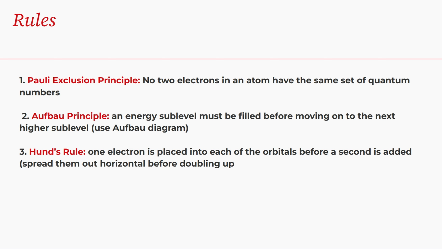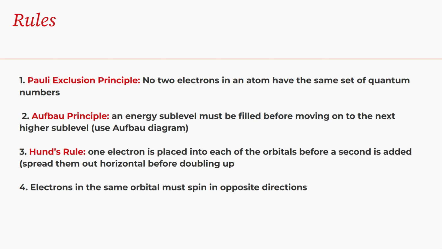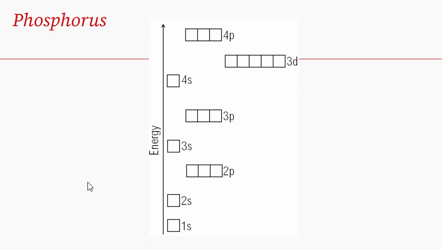And then Hund's rule: one electron is placed into each of the orbitals before a second is added. So you must spread them out horizontally if there are multiple orbitals at a given energy level before doubling up, which I will show you as we make these diagrams together. And then electrons in the same orbital must spin in opposite directions, which we draw with the up arrow and the down arrow. So let's do phosphorus together.